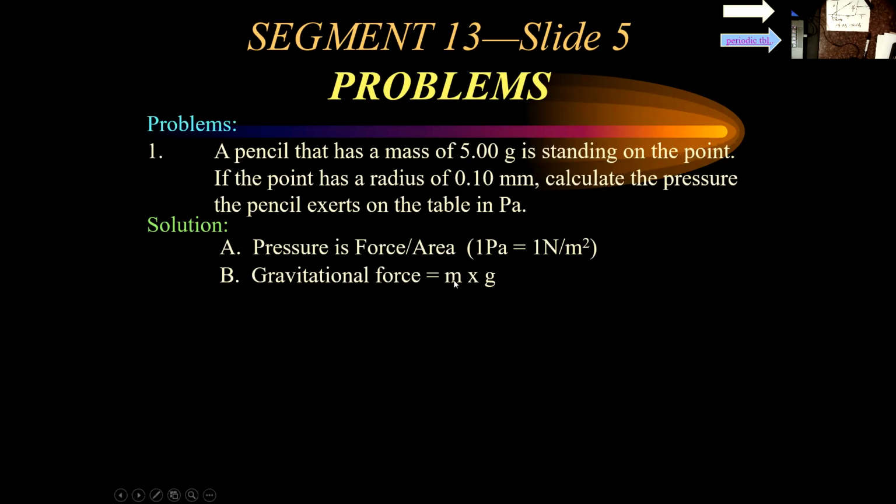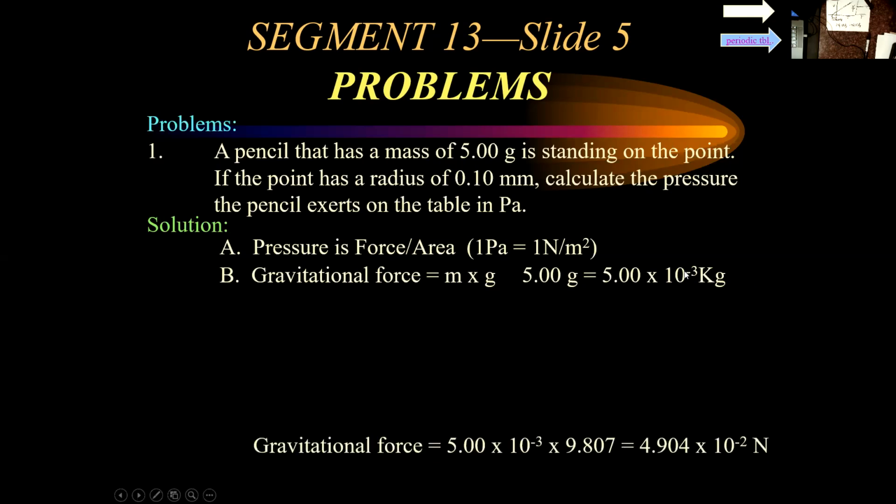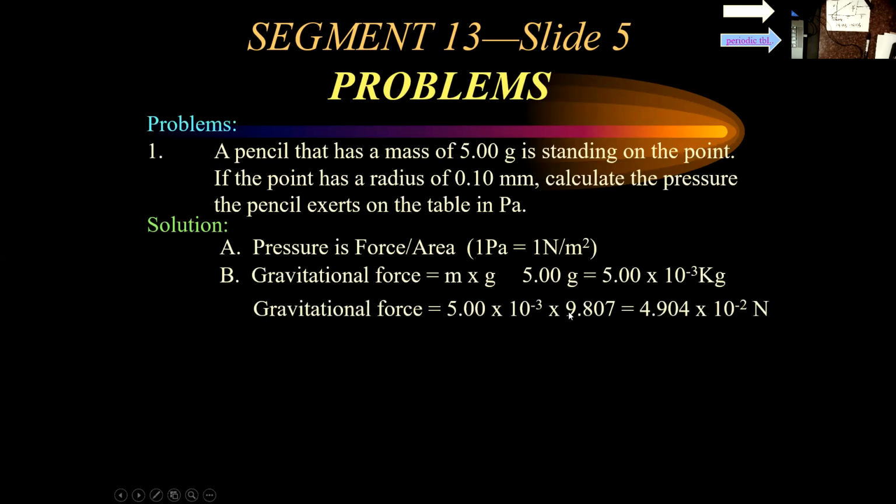Gravitational force on a pencil is the mass times the gravitational constant, and that's 5 grams, or 5 times 10 to the negative 3 kilograms. And we've got to multiply that by the acceleration constant on Earth. The average is 9.807. If I multiply 5 times 10 to the minus 3 times the g, gravitational constant, I get 4.904 times 10 to the negative 2 newtons.